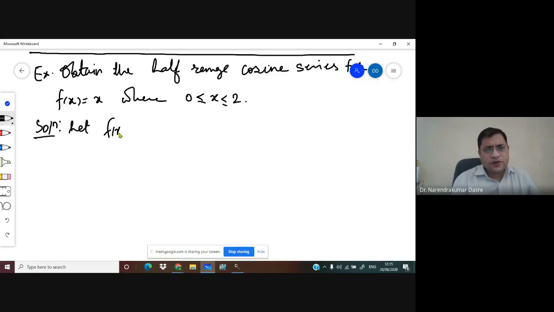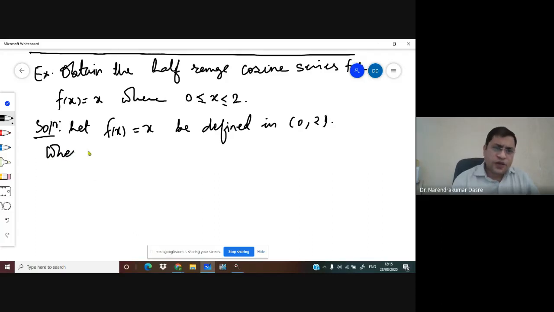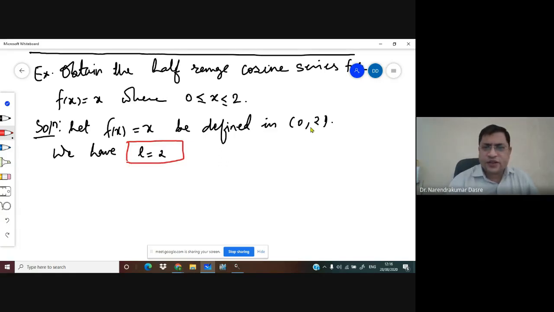Let f of x equal to x be defined in 0 to 2. So we have L is equal to 2. As I already told you that this is the interval always 0 to L. Okay, the interval is always given 0 to L. So that's why we get L is equal to 2.